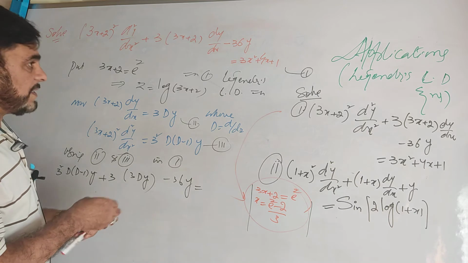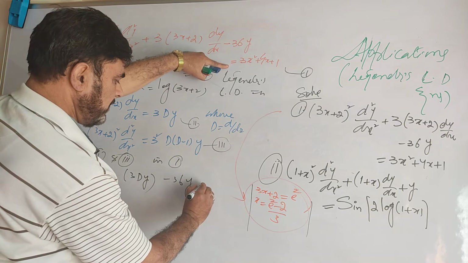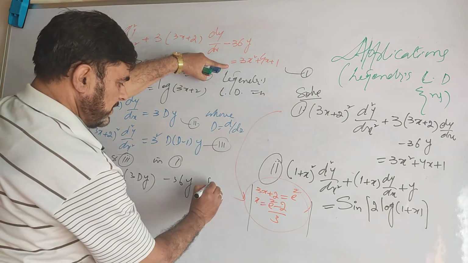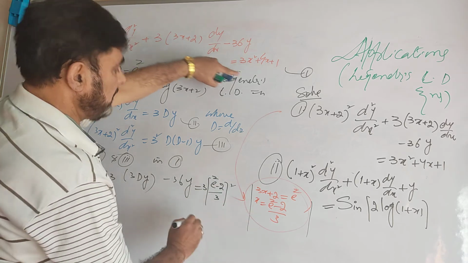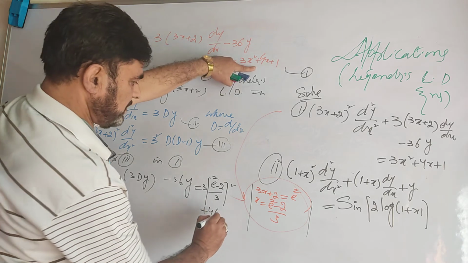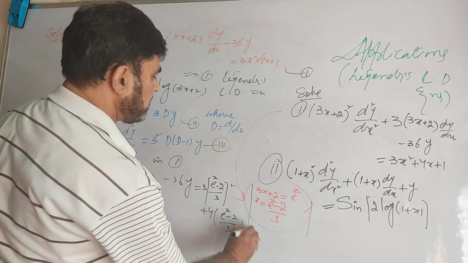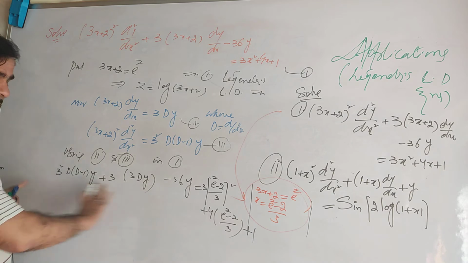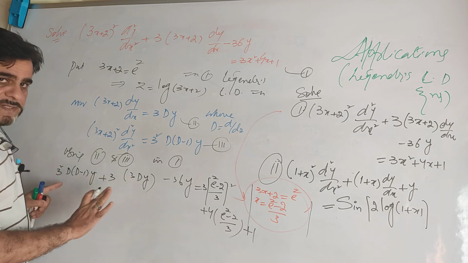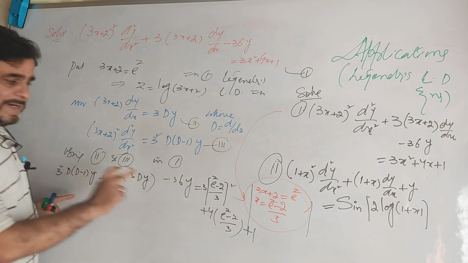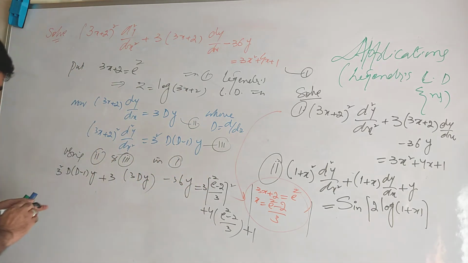I will use it on the right side from equation number 1. What is this? 3x square comes out to be 3 times ((e raised to power z minus 2) by 3) whole square. Then plus 4 times (e raised to power z minus 2) by 3. Then plus 1. Now my differential equation gets converted. It is free of variable coefficients, and it involves y and z. Okay, let us solve it.